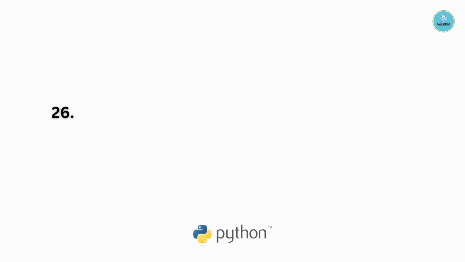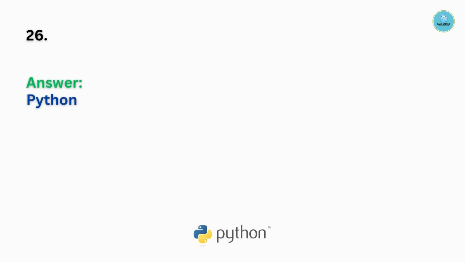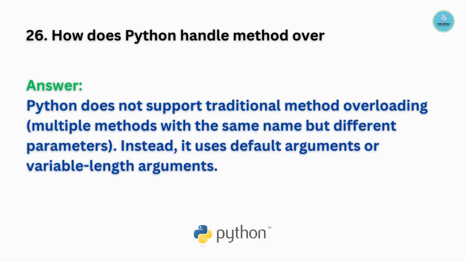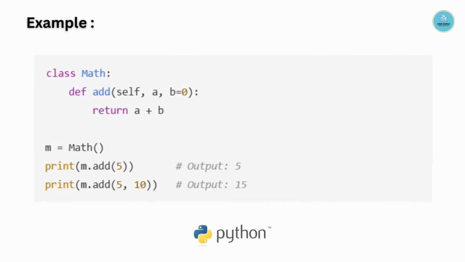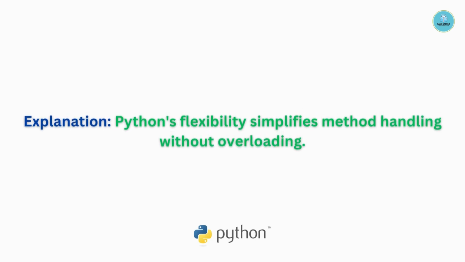Question number 26. How does Python handle method overloading? Python does not support traditional method overloading, that is, multiple methods with the same name but different parameter lists. Instead, it uses default arguments or variable length arguments. Example is as follows. Python's flexibility simplifies method handling without overloading.